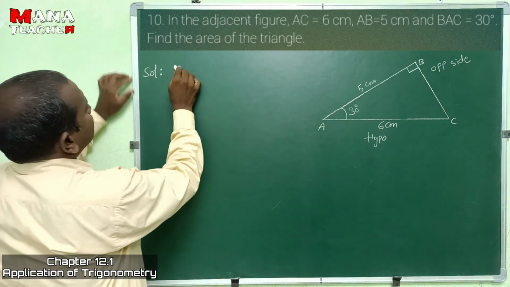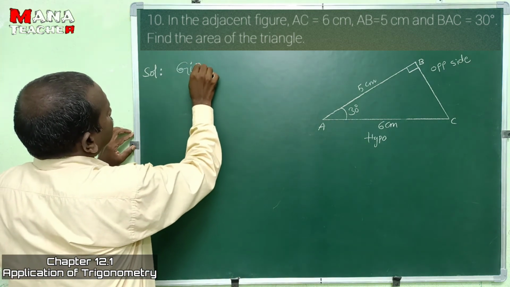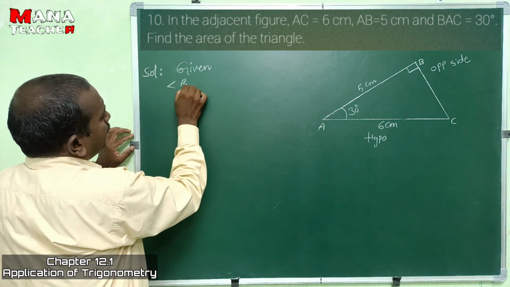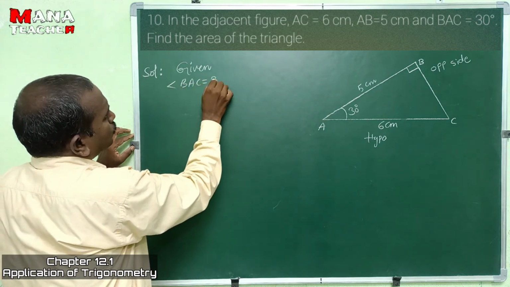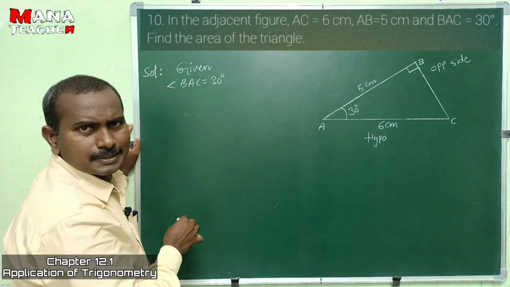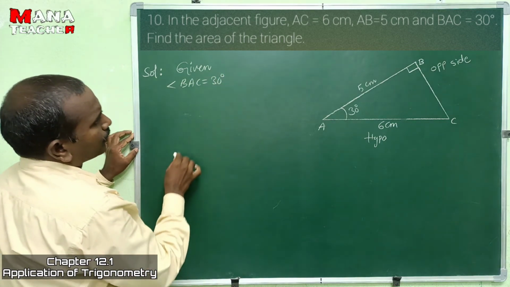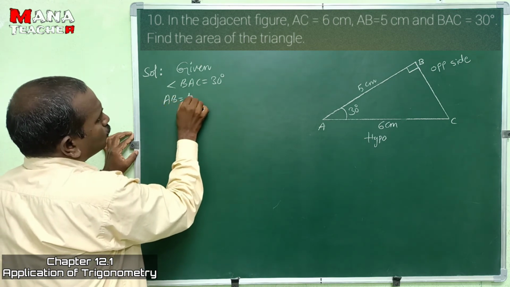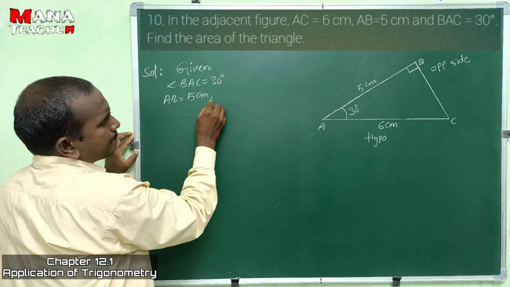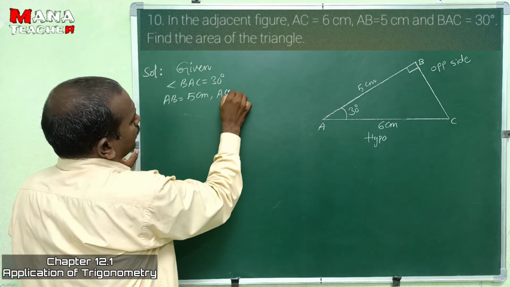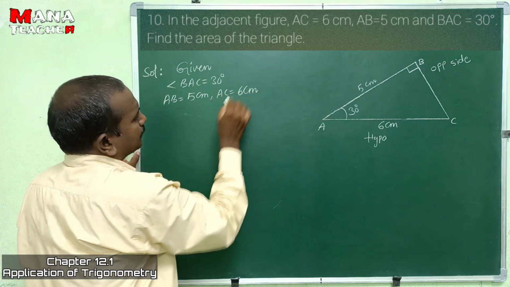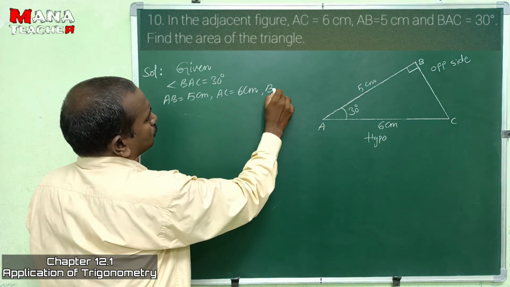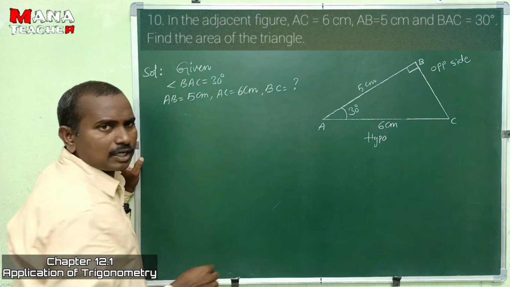In the solution, given angle BAC equals 30 degrees. Now AB equals 5 centimeters, AC equals 6 centimeters, given. Now BC equals, you have to find out BC now.